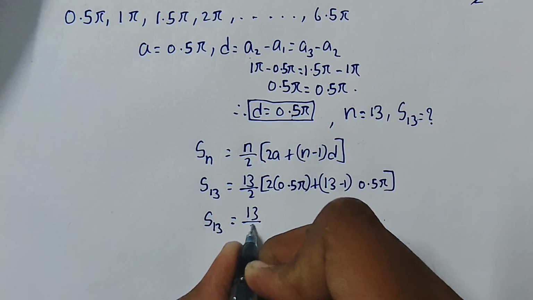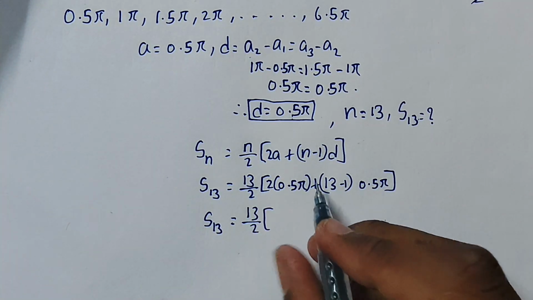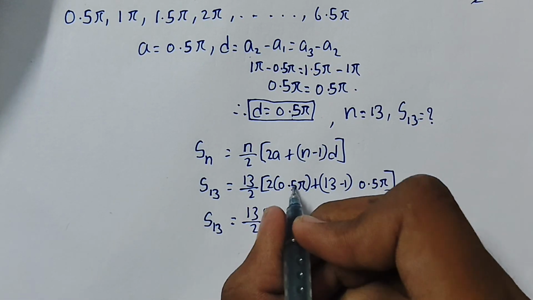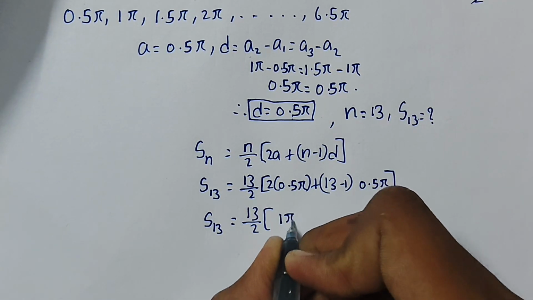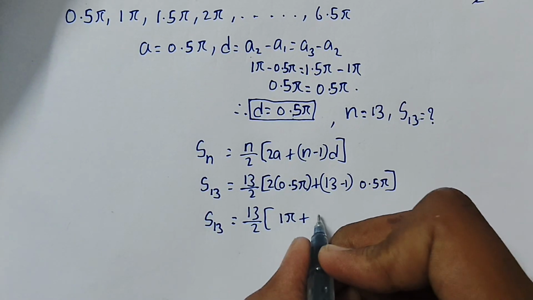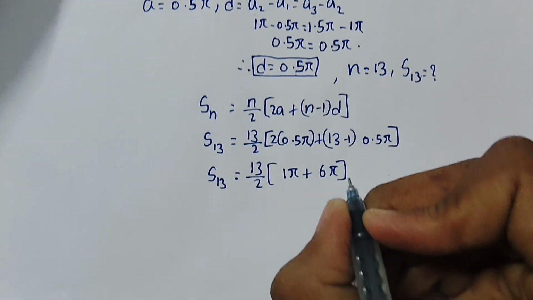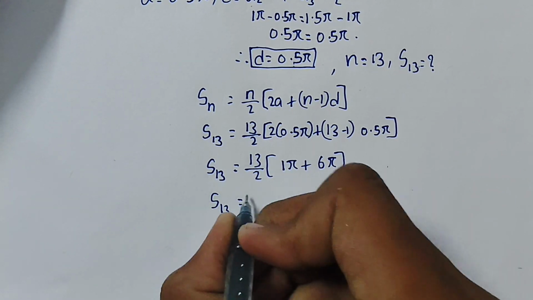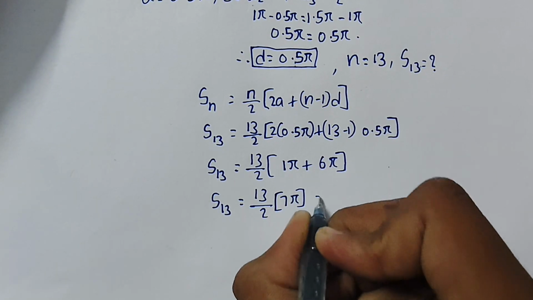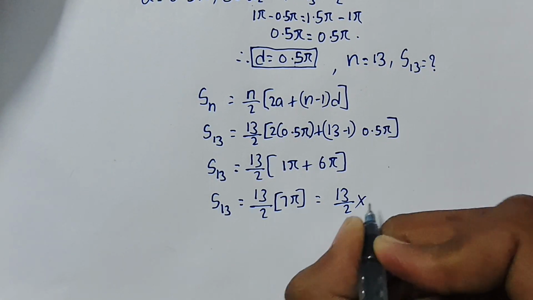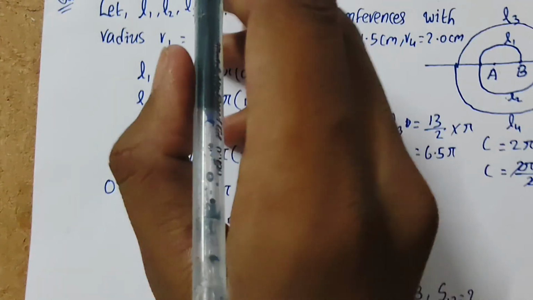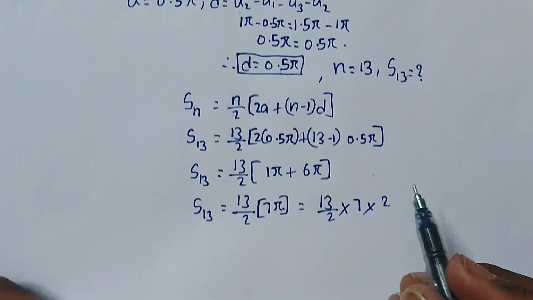So here the sum of 13 consecutive semicircles is equal to 13 by 2 into 2 into 0.5 pi, which is 1 pi, plus 13 minus 1, which means 12, into 0.5, which is 6 pi. Understand? So the sum of 13 consecutive semicircles is equal to 13 by 2 into 7 pi, which is 13 by 2 into 7 into the value of pi. He asked to use the value of pi as 22 by 7.